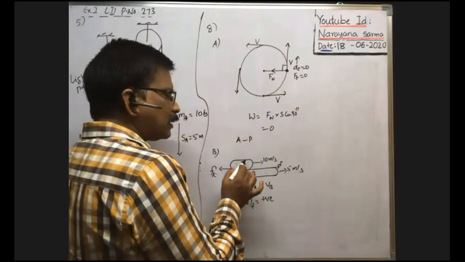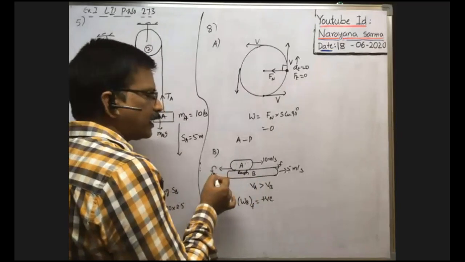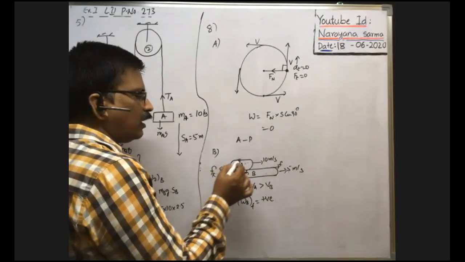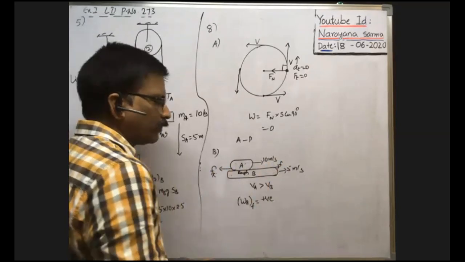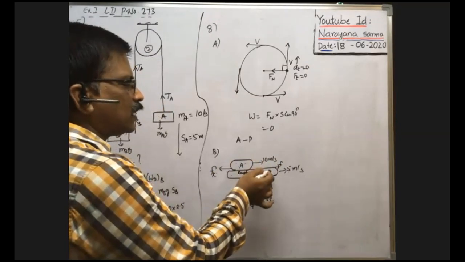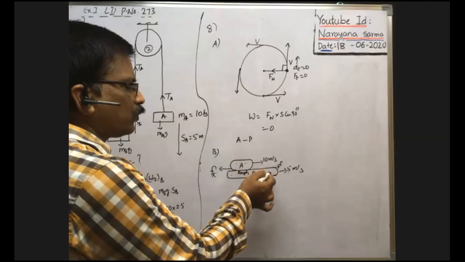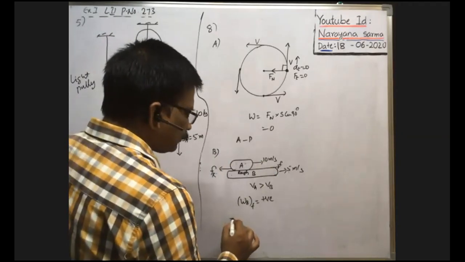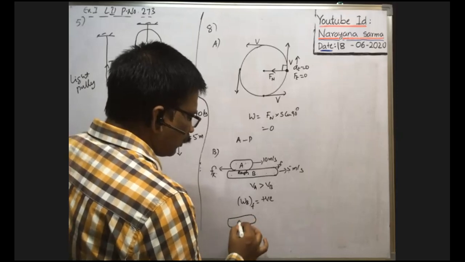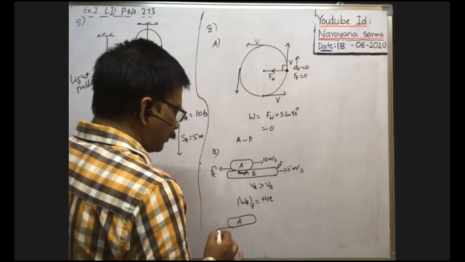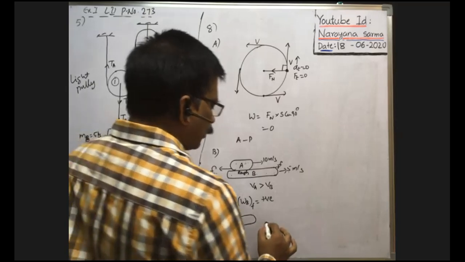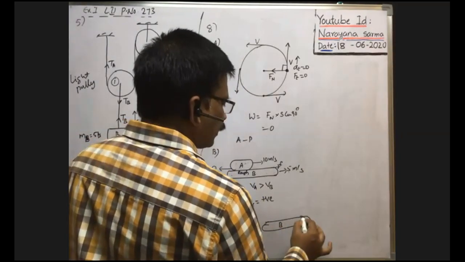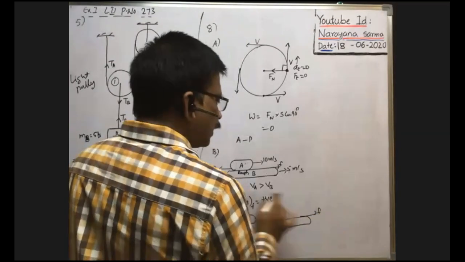At the same time, this block opposes the motion of this block in this direction. So in such case, the friction acting on the lower block is in this direction, and on the upper block it is in this direction. But here, as velocity of this block A is greater than this one, frictions are like this. On block A, friction is in the opposite direction. On block B, friction is in this direction, and the displacement is also in the same direction.